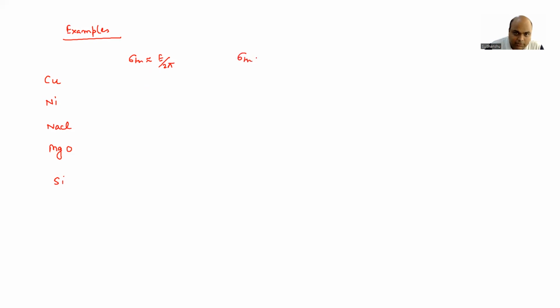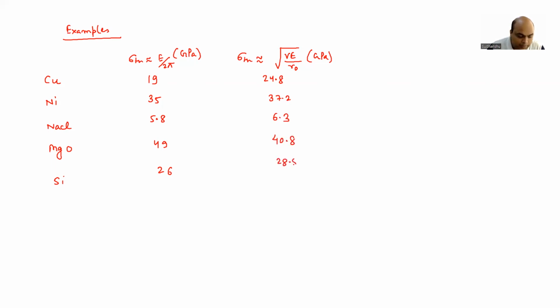and the second one is sigma th. This is based on the energy, so root over gamma E by r naught. And the unit, now this is important, the unit here is GPa, the unit here is also GPa, right? Now let's see the value. If we calculate all these values, these will be approximated values, right? 35, then 5.8, 49, 26. And this will be 24.8, 37.2, 6.3, 40.8, 28.5. Okay. So now you have the two values.